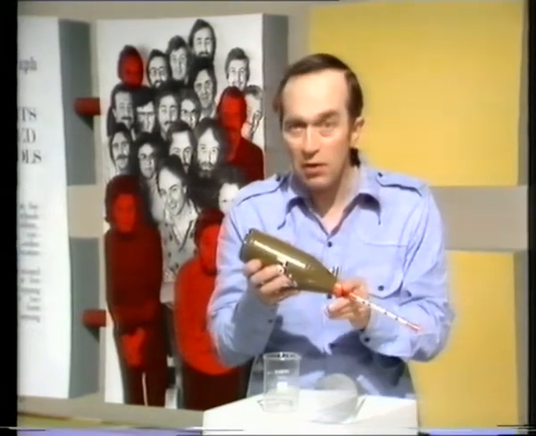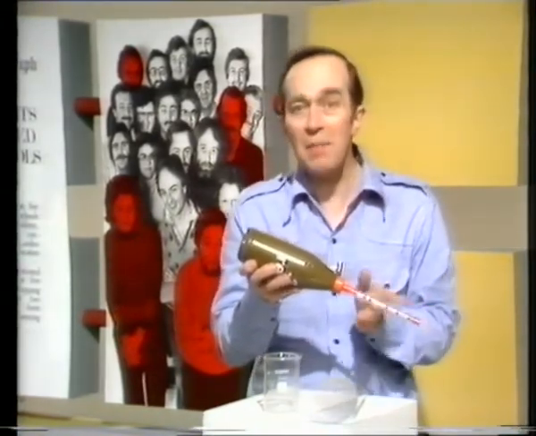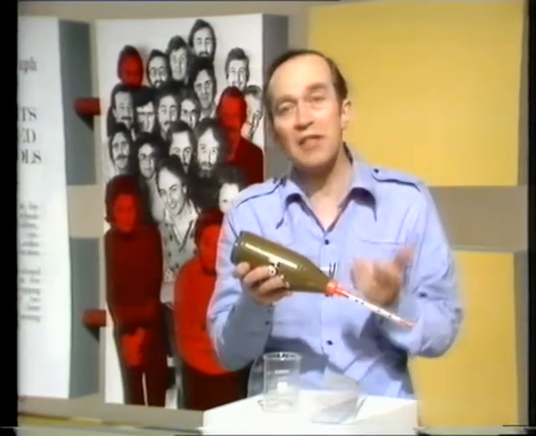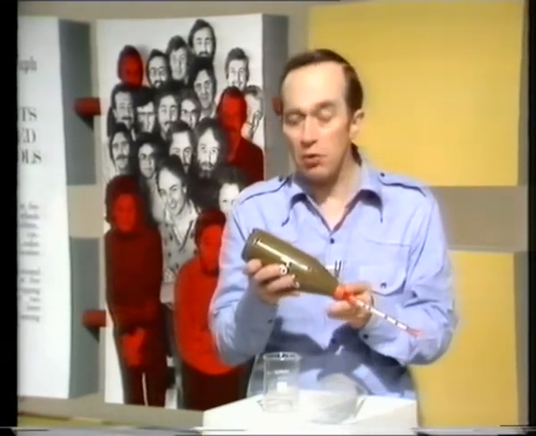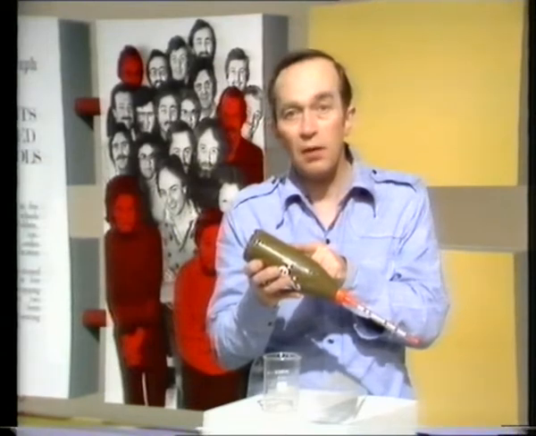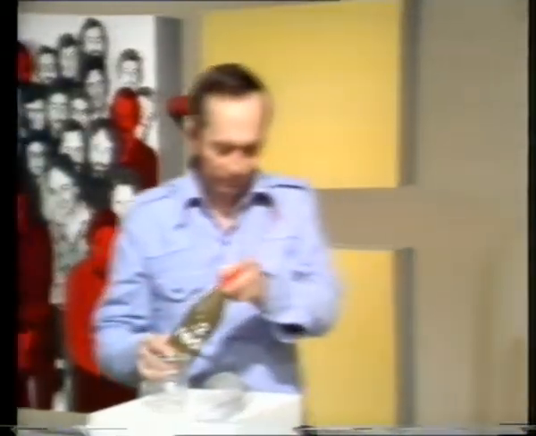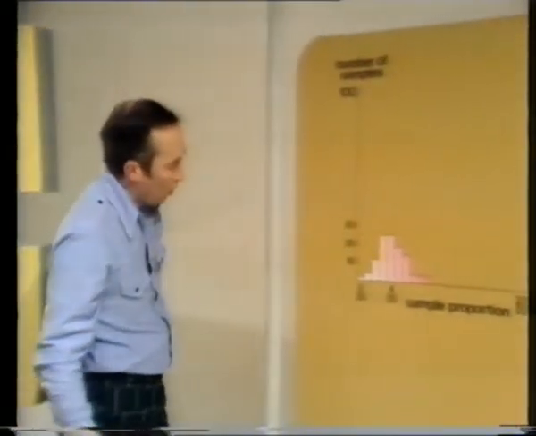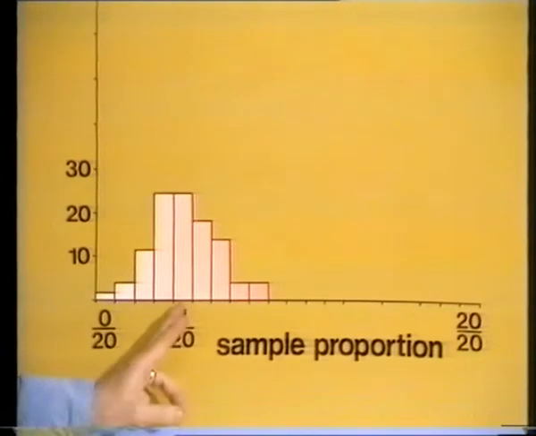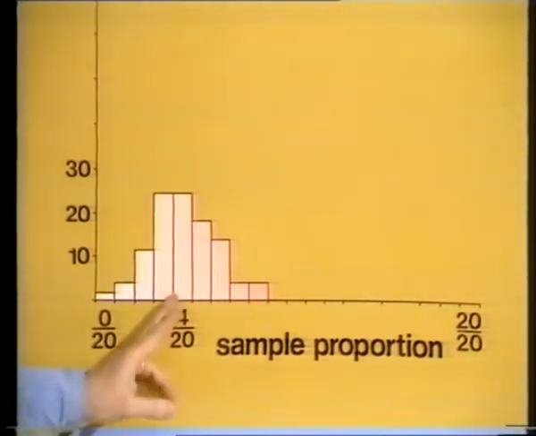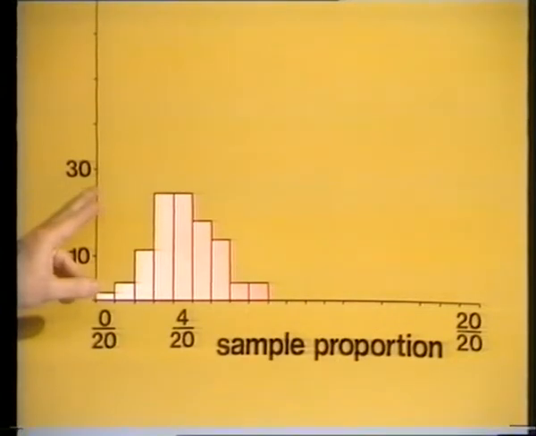But before we get to that, we can do the whole thing experimentally. If we just went on taking samples as I've done here, then we could build up a picture of what sort of samples you might get out of this bottle. Before the programme, we did 100 of those samples, and here are the results on a histogram. You see, here's the sample proportion running from none out of 20 up to 20 out of 20. And the actual proportion in the population, 4 out of 20, came out in my sample as the sample proportion 24 times or so out of 100.